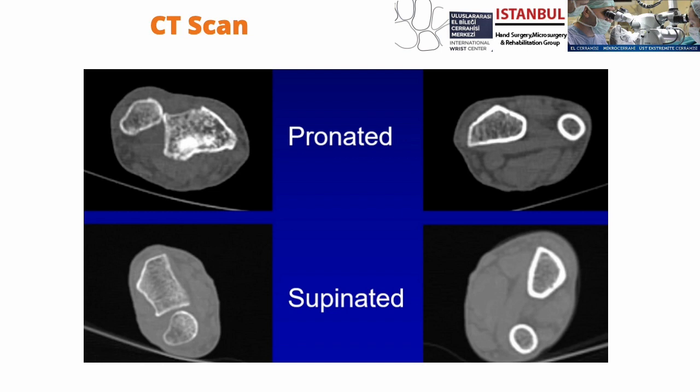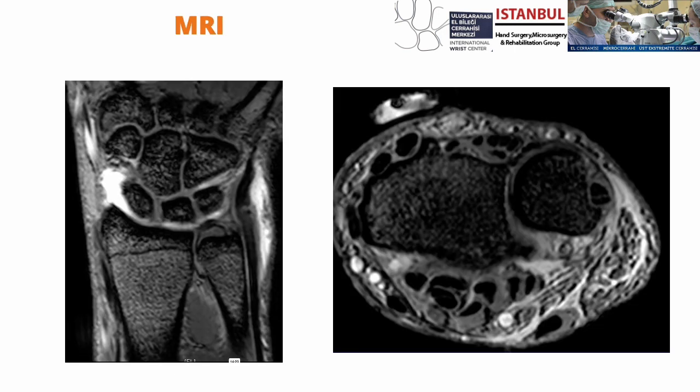CT scan can show better bony geometry of the DRUJ joint, especially the sigmoid notch and volar and dorsal translation of the ulnar bone. MRI can show better intra-articular soft tissue pathology like the TFCC injury and other associated conditions like scapholunate ligament injury and lunotriquetral ligament injury.